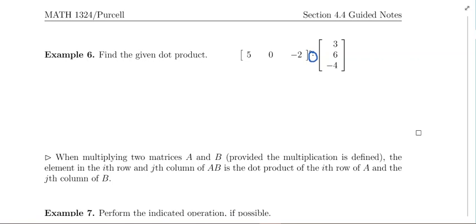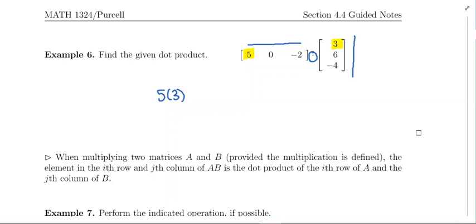So this is how it's going to work. You always do the dot product of a row and a column. It's always a row and a column. So what you're going to do is multiply the corresponding elements together. I'm going to take the first number in each, so the 5 here and the 3 here, and I'm going to multiply those guys together. So 5 times 3.